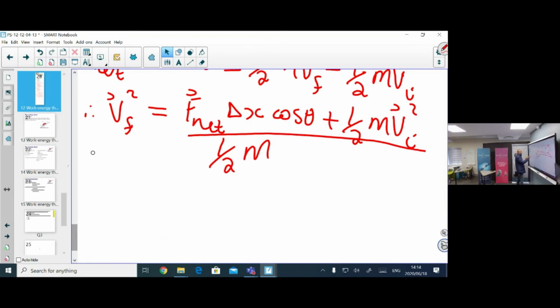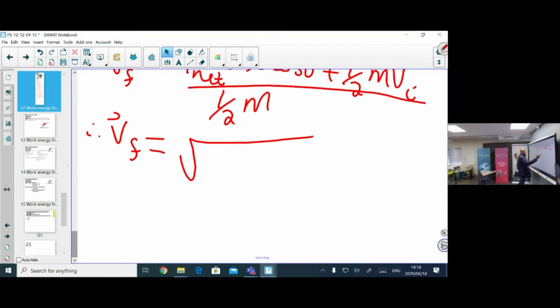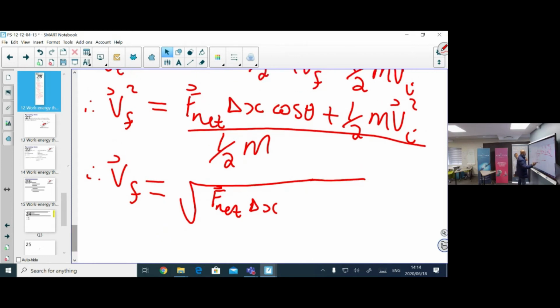Before we substitute, let me say V final is equal to the square root of F net change in X cos theta plus half MV initial squared. I'm just copying as it is. I'm busy with the final velocity, but I copied everything as it is. Now I just want to get the final velocity, which is going to be given by the big square root of F net change in X cos theta plus half MV initial squared.